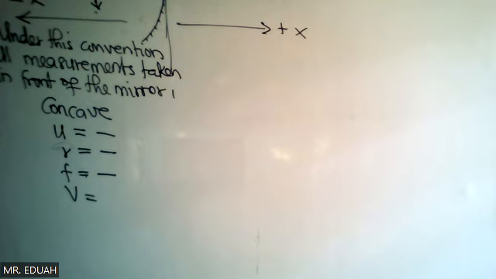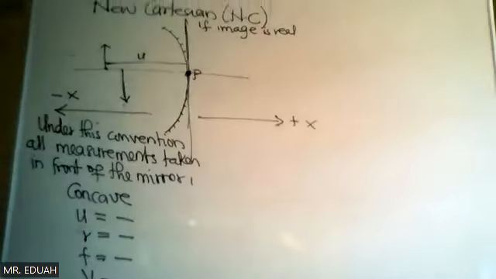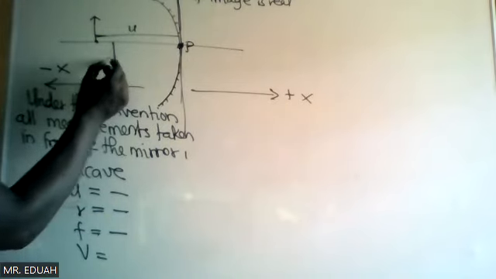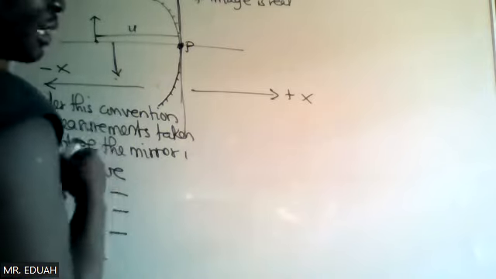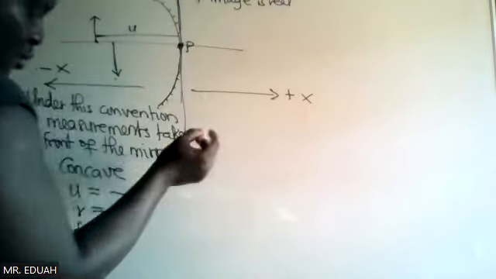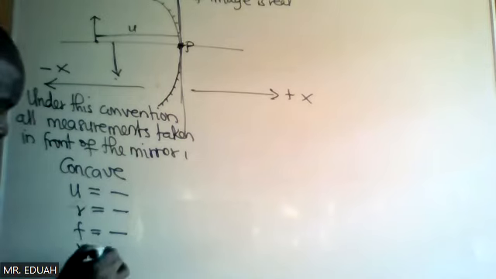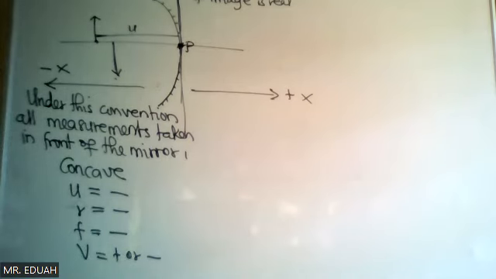Okay, so V would be either positive or negative, depending on the nature of the image formed. If the image formed is virtual, it will be in front. The image will be in front of the mirror if it's virtual, so the measurement from the pole to the image will be in front. So this can be positive or negative, depending on the nature of the image formed.